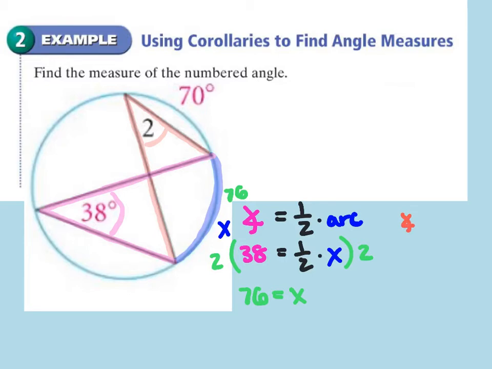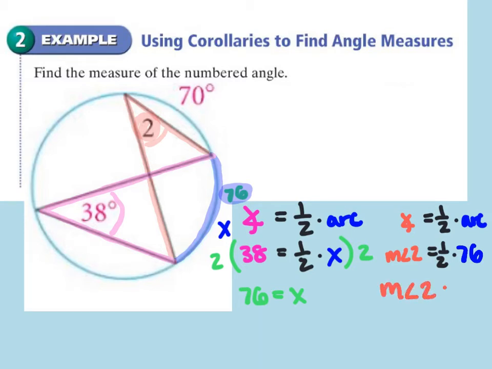Now working for the other angle, we know again that the angle should equal 1/2 times the arc. Now the angle we know is this angle 2. So I have the measure of angle 2 equals 1/2 times the arc, which we found to be this 76. So if I plug that in my calculator, you get the measure of angle 2 equals 38.